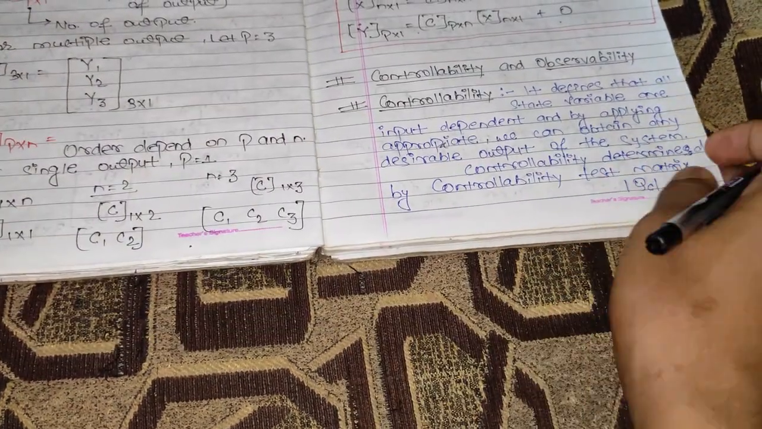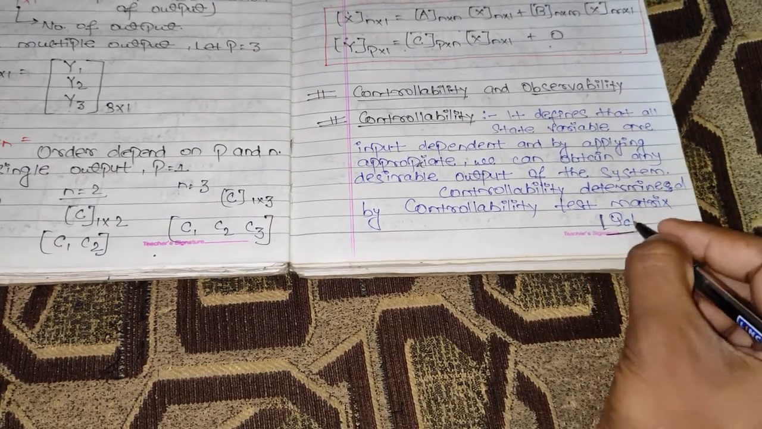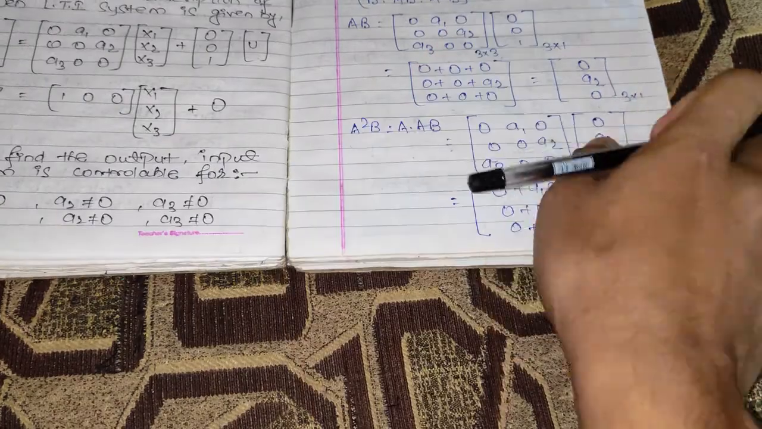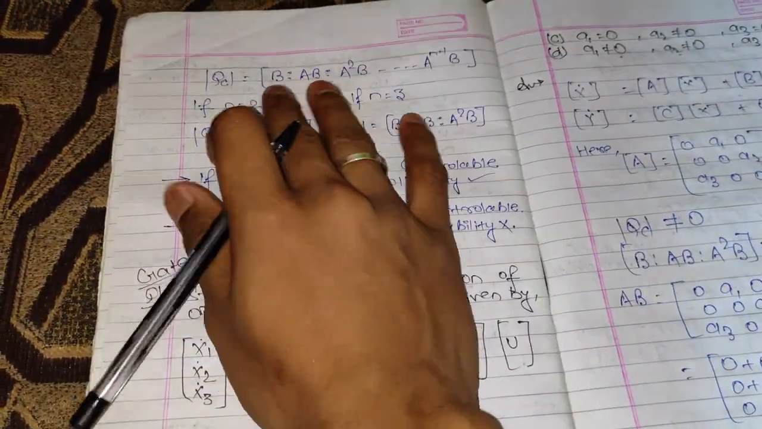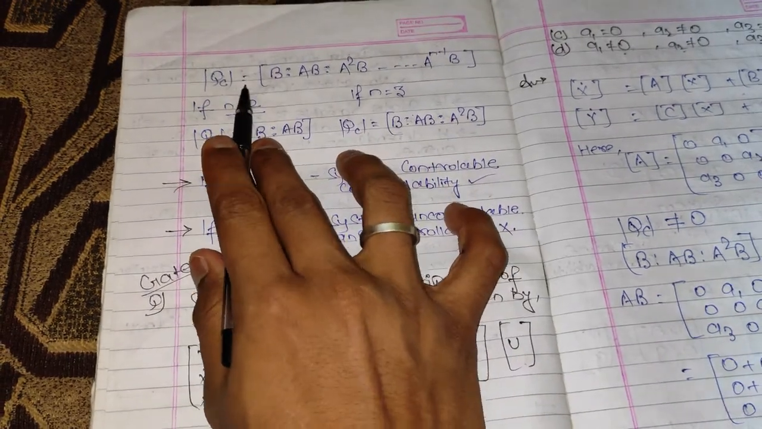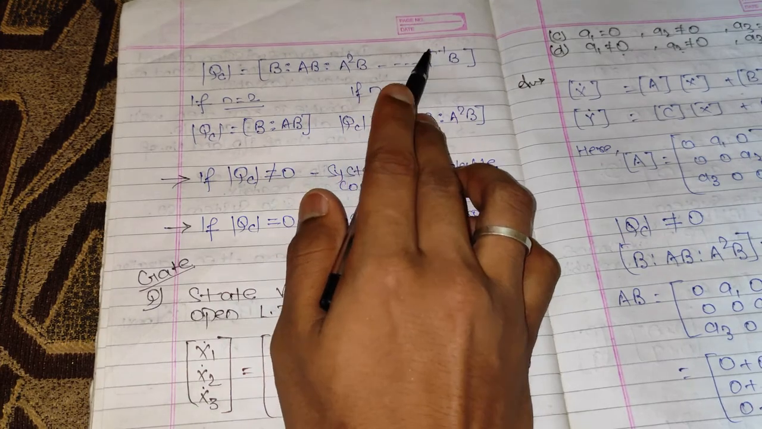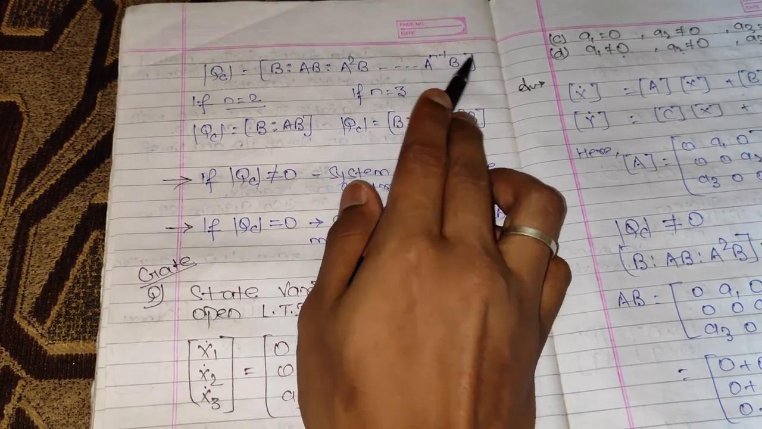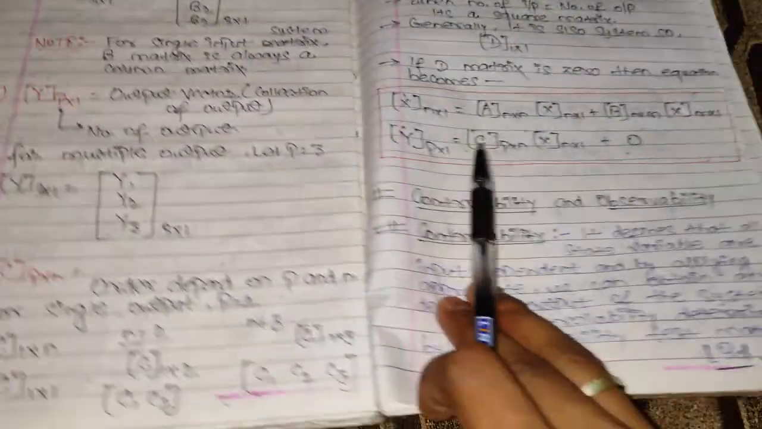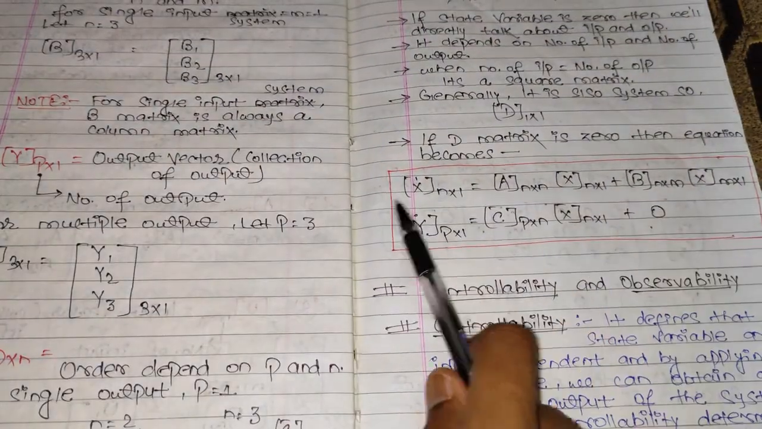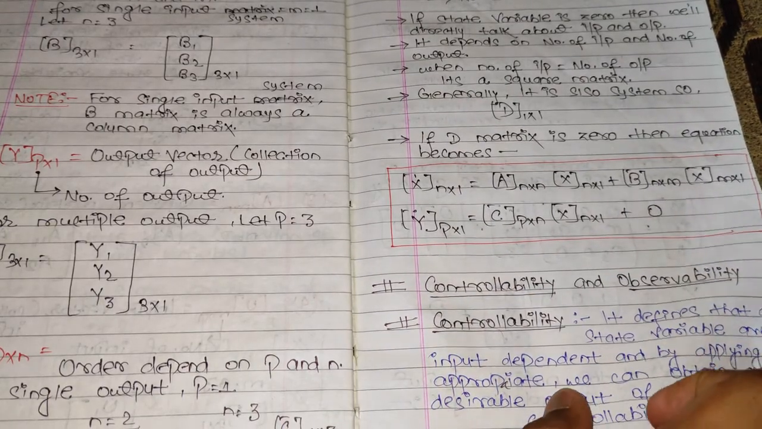First, a symbol is used to find the controllability of a system. It's QC, the determinant of QC, C for controllability. So the formula is QC, determinant of QC equal to B, AB, A square B, up to A to the power n minus 1 into B. We all know what A is, what B is, as I have already discussed in the last video on standard representation, where I have shown what A and B are.